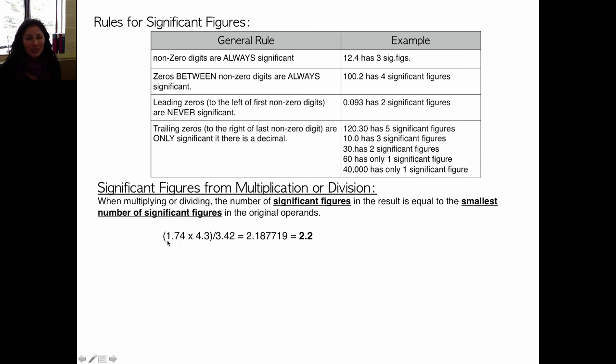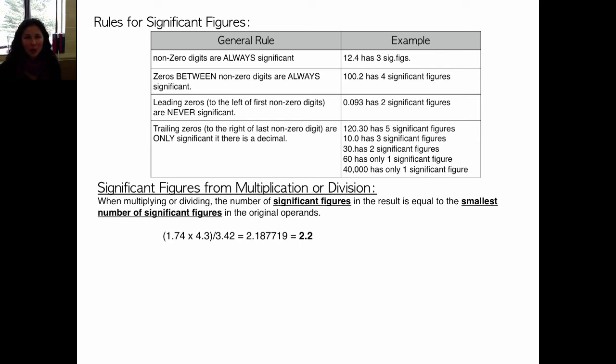So here we have 3 significant figures, 2 significant figures, and 3 significant figures. So since the operand with the least number of significant figures has 2 significant figures, then we must round our answer to 2 significant figures. So the correct answer for this problem would be 2.2. When you're multiplying and dividing, you want to focus on the total number of significant figures in your operand, and your answer is limited by the operand with the least number of significant figures.